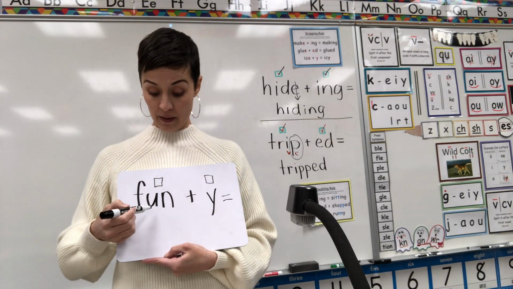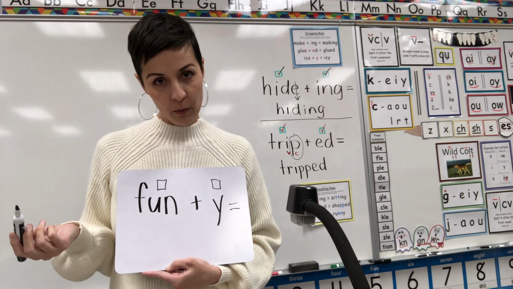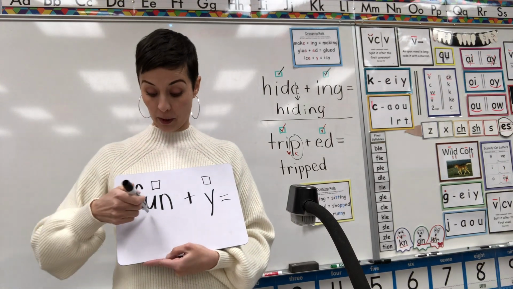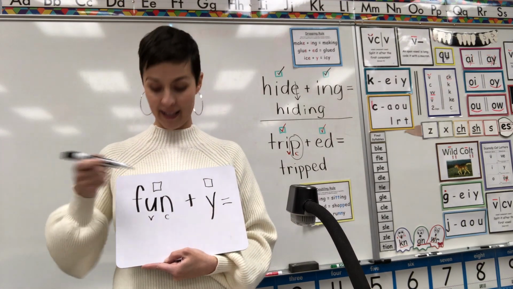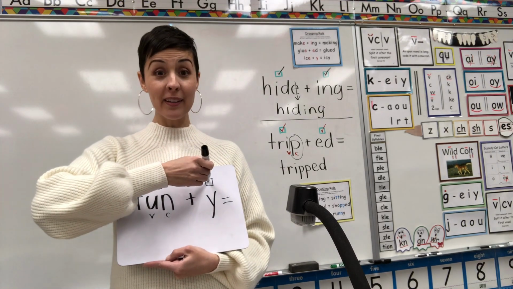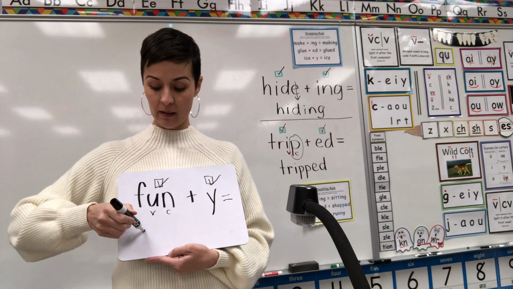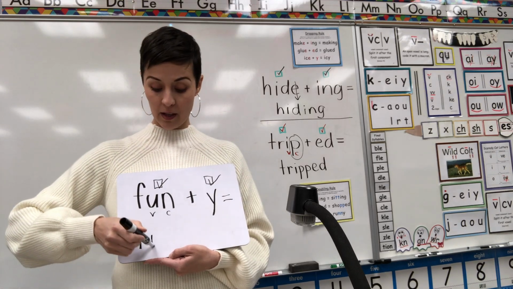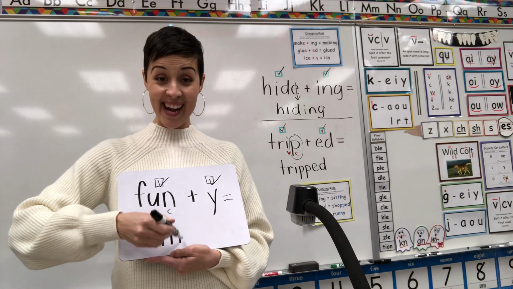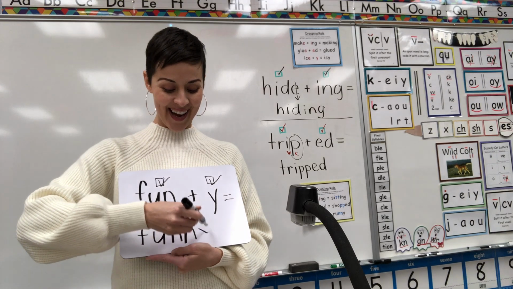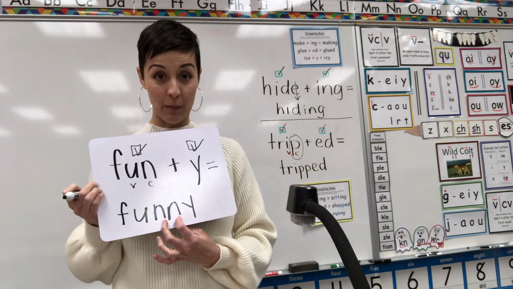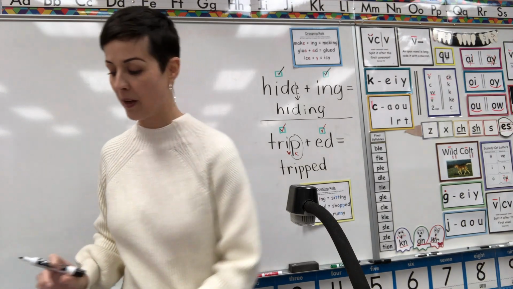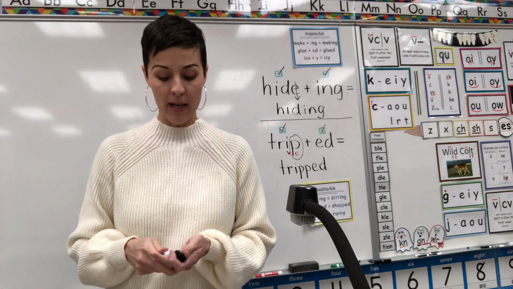Okay, let's check it. It didn't have an E in the root word, so I'm not using the dropping rule, I'm using the doubling rule. Is fun a word that ends in a vowel consonant? Yes. Is Y a vowel suffix? Yes. Spell funny, ready? F-U-N-N-Y. Nice job. I had to double the consonant. You got it. Okay. Erase, erase.